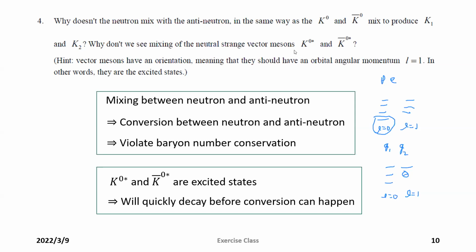The K-meson is also not stable. Yes, it will also decay into pions, but the case here is that the K star is so unstable that it will decay even before any conversion can happen. And for the K-meson, the decay time is relatively long, so we can observe the mixing between K and K bar.